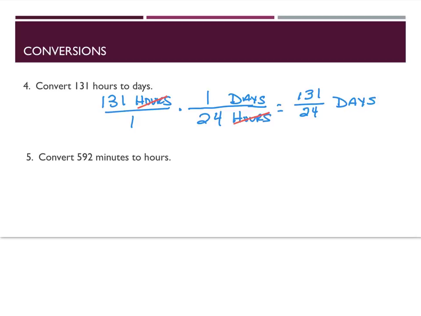Most of the time, we don't want a fractional answer. Do you have any idea how much 131 over 24 days is? I mean, should you pack a bag? I don't know. So we want to round this off to the nearest tenth. Make it a decimal, round it off to the nearest tenth, so we have some idea how many days this is. So if I do 131 divided by 24 and I just do the division, that gives me 5.5 days.